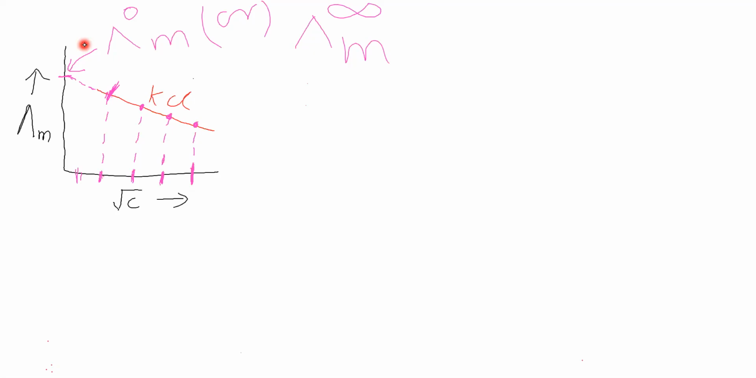We will now see the lambda m and concentration relation for strong electrolytes. We consider lambda m and the square root of c. Lambda m is the y-axis, and square root of c is the x-axis. We got a linear graph, therefore y is equal to mx plus c.